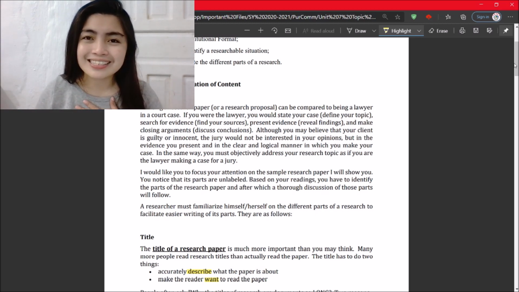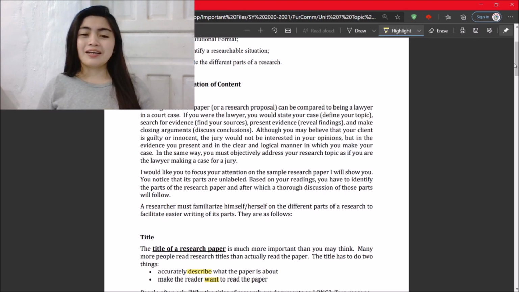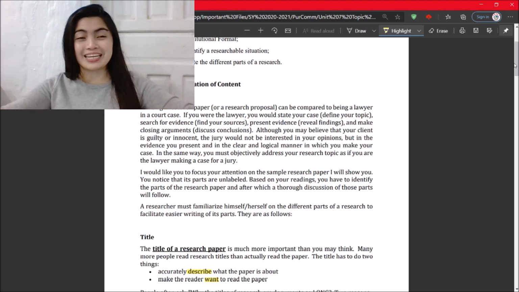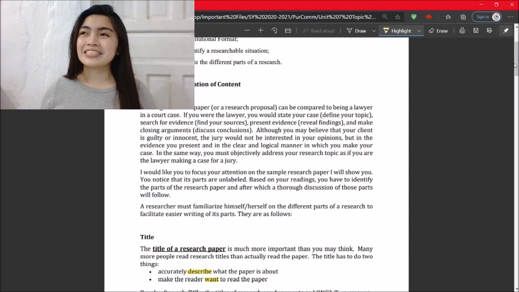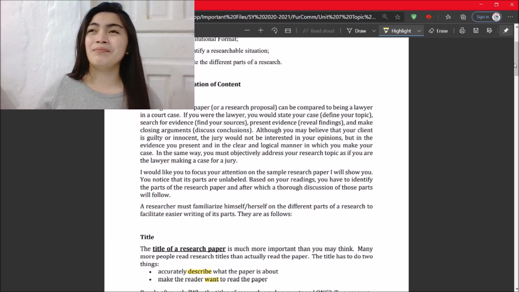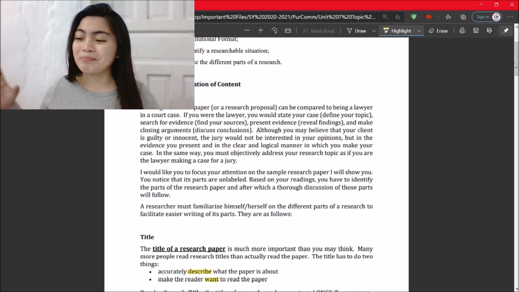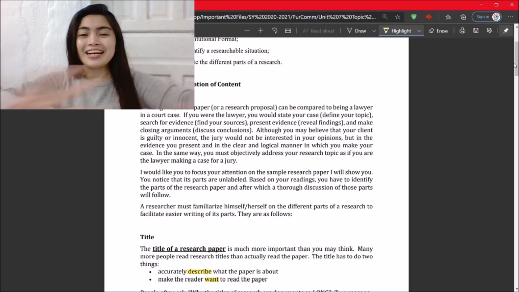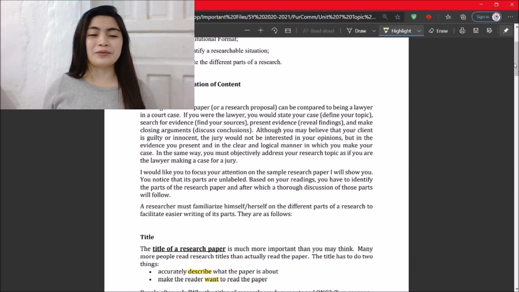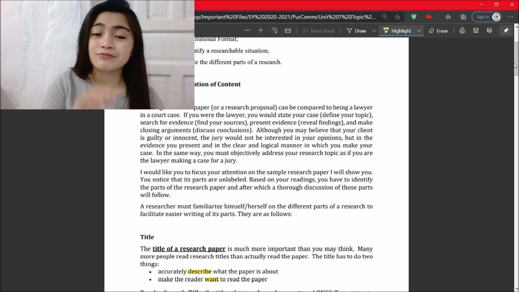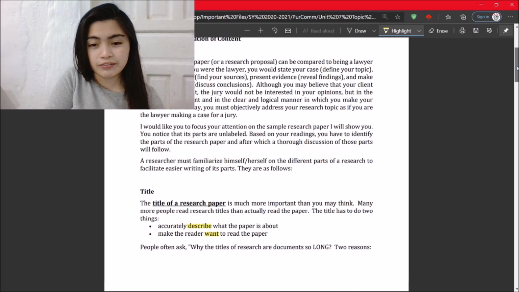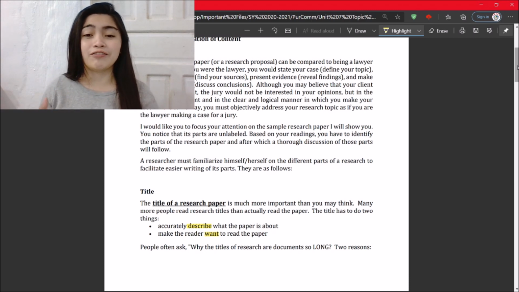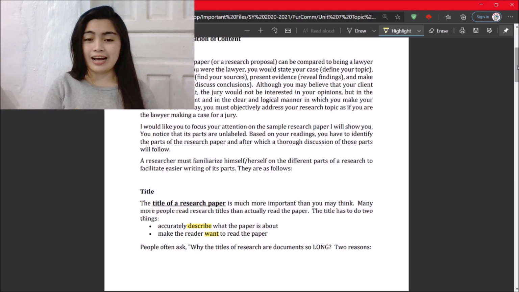So, in my case, during college, para talaga siyang, yung research namin, kaso talaga siya, na pre-represent namin sa panelist na this is a problem na kailangang may action sila. So, parang nag-represent ako ng isang kaso sa jury. So, parang ganun siya. So dito, a researcher must familiarize himself or herself on the different parts of a research to facilitate easier writing of its parts. So they are as follows.